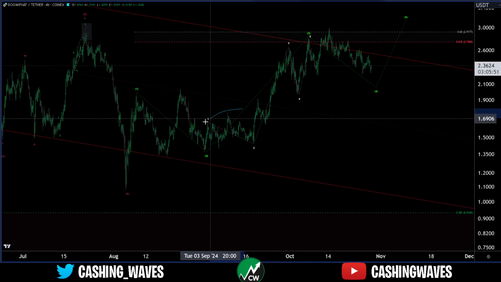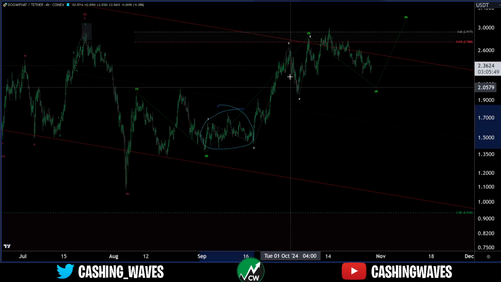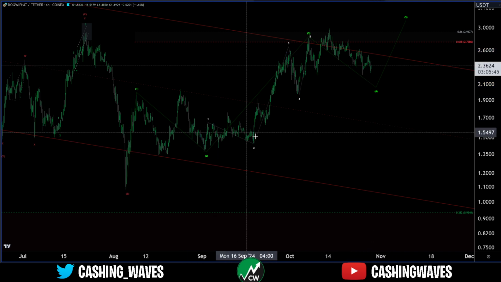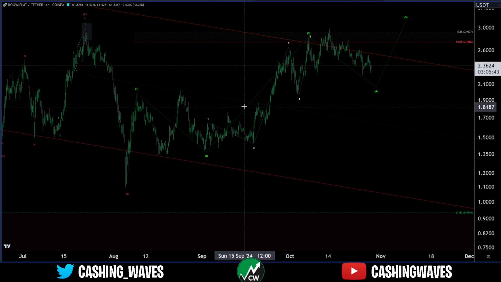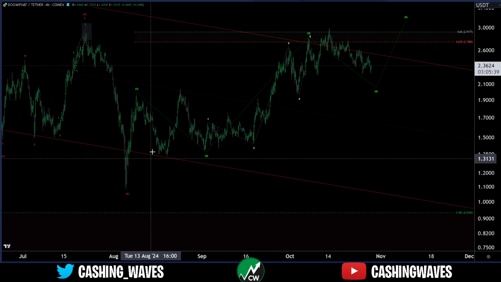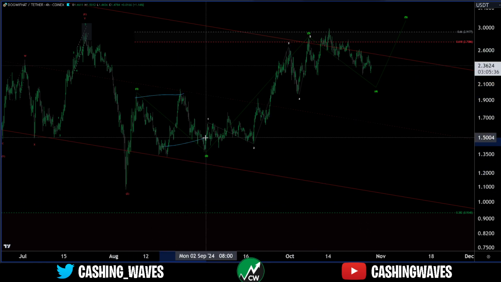So this would be alternation. We got a flat there, sharp here for our fourth. So that would be the most likely. They have the right look to them. We have a 5-wave move here for our third and running flat here.